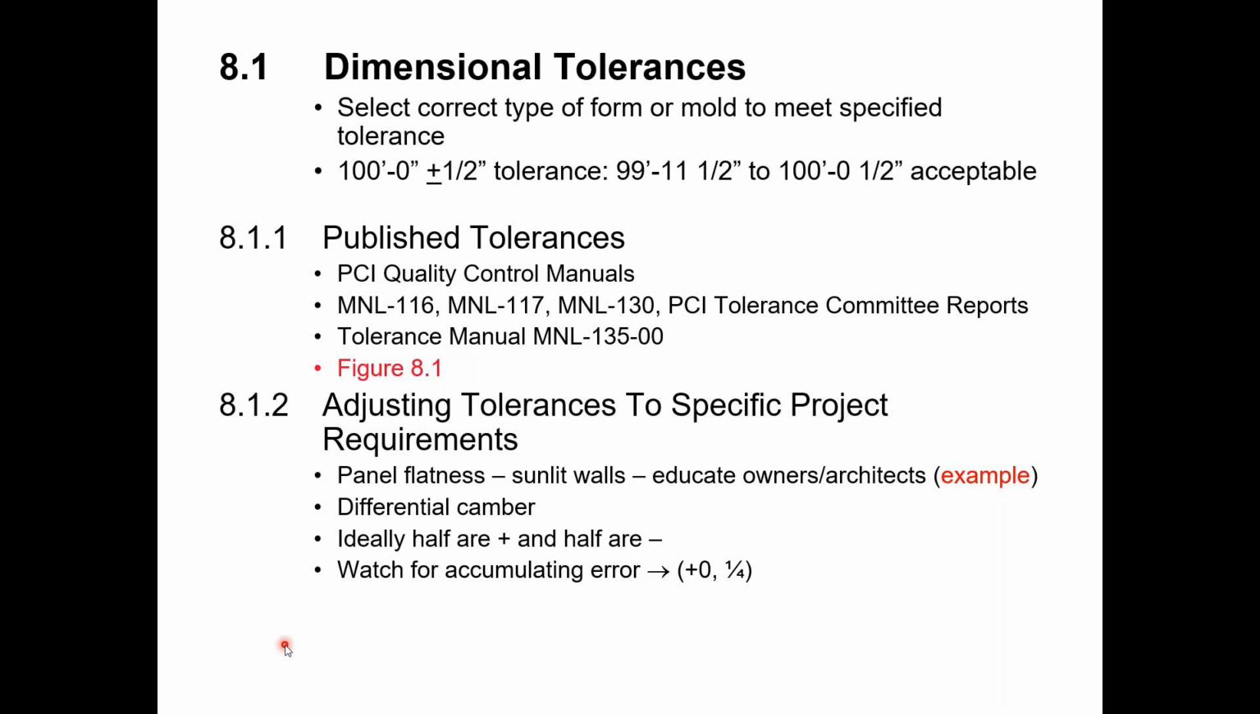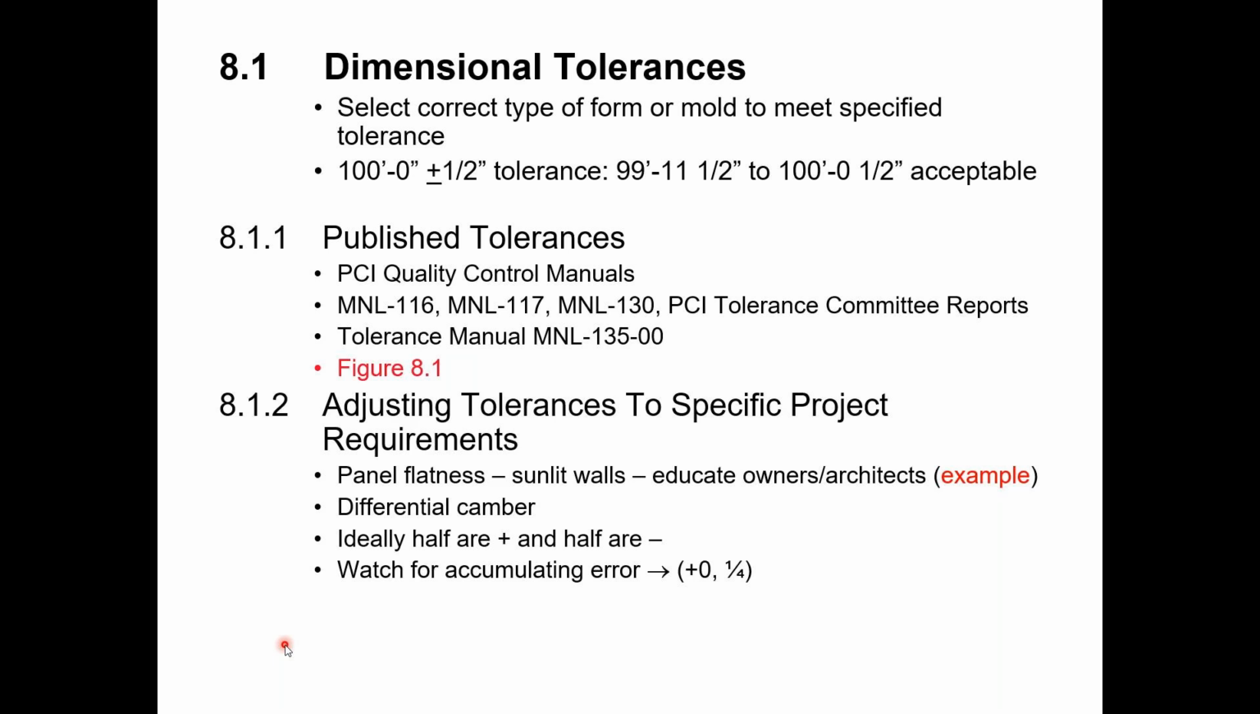As I mentioned, there are some published tolerances that PCI provides. There are separate quality manuals. There are also some tolerances given in the back of MNL 116 and 117, and then 130, 130 being the GFRC manual. The products that are listed are not a comprehensive selection; they're products that are common to those types of plants. The tolerance manual MNL 135 is a more comprehensive list of the different products that you might come across.